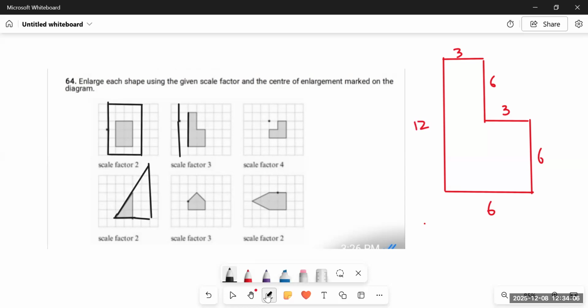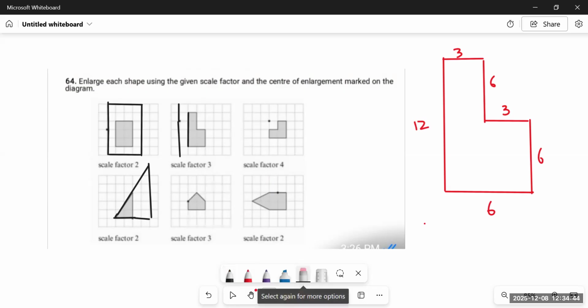For the next one, it's a scale factor 3. So we will go down 1, 2, 3. And 2 threes are 6. 1, 2, 3, 4, 5, 6. We'll again go up 1, 2, 3. Okay. And then we have to go 1 square up, meaning we will go 3 squares up here. So 1, 2, 3 and 1, 2, 3. Right.